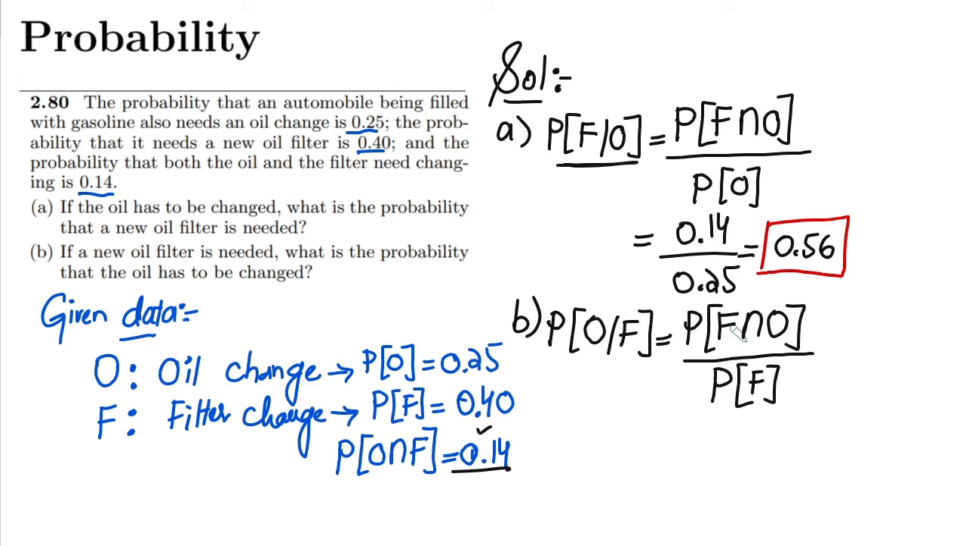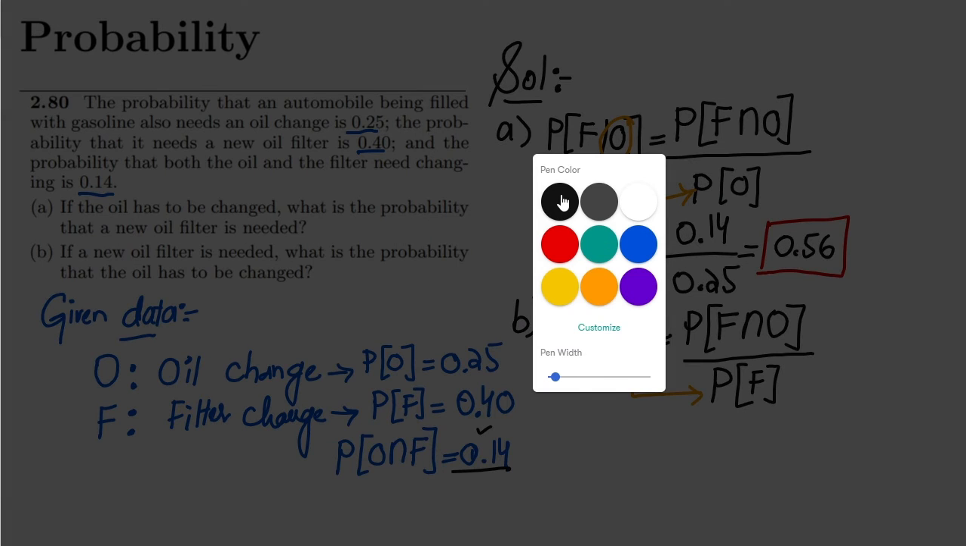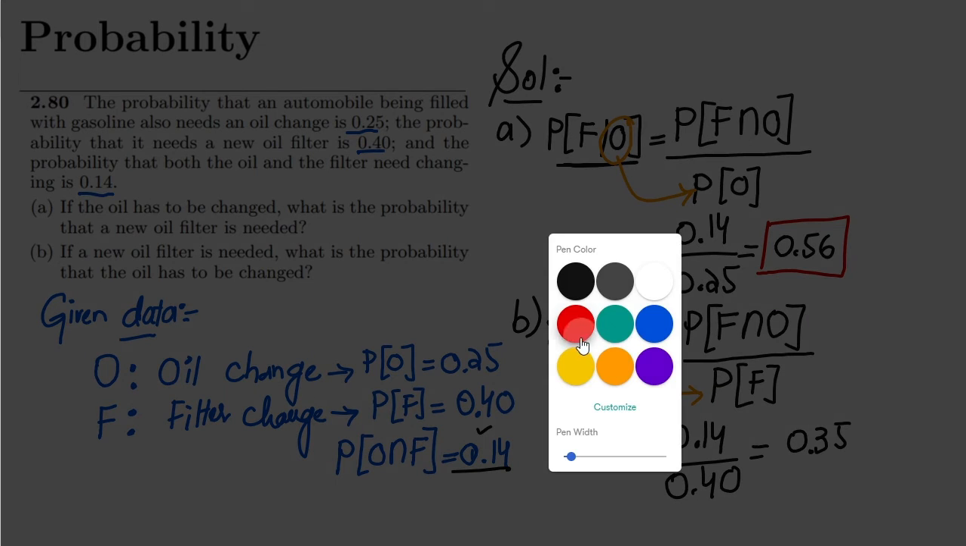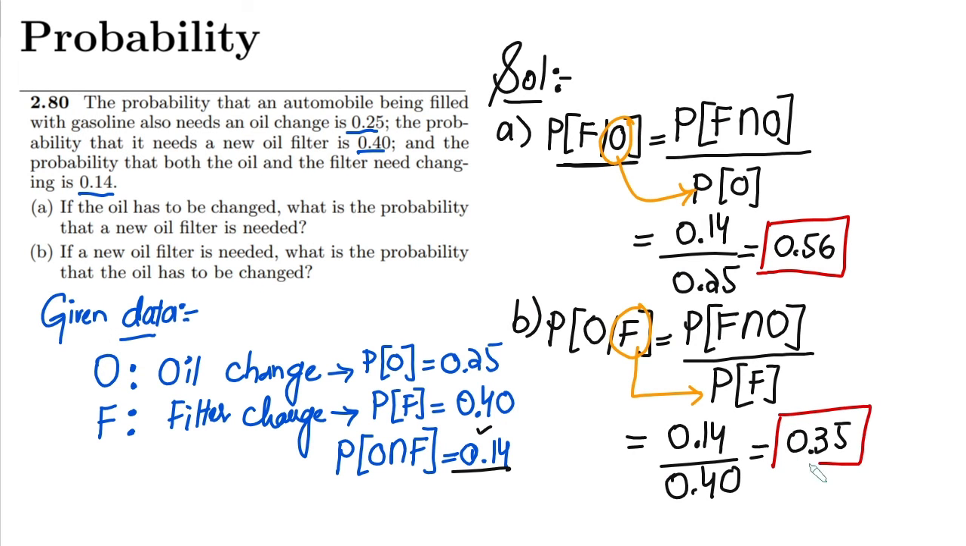Now you can see that here we had this probability in the denominator, while here this one is the denominator. Putting these values here, again this value is given, and that is 0.14, dividing it over the probability of a filter change, which is also given, 0.40. Using a calculator, I get 0.35, which is basically the solution of part B.